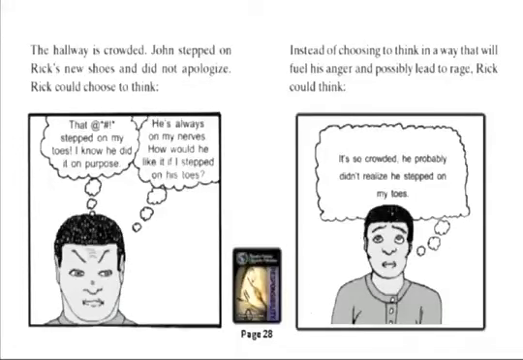So here we have the picture on the left. It says, here's the scenario. The hallway is crowded. John stepped on Rick's new shoes and did not apologize. Now, Rick could choose to think the following. He could choose to think, as we see here, that stupid son of a you-know-what stepped on my shoes. I know he did it on purpose. He's always on my nerves. How would he like it if I stepped on his toes?